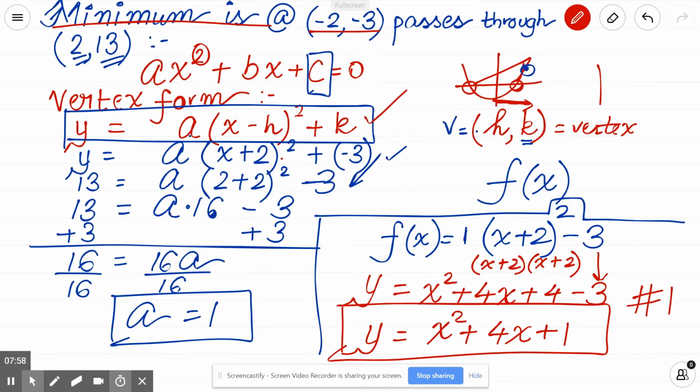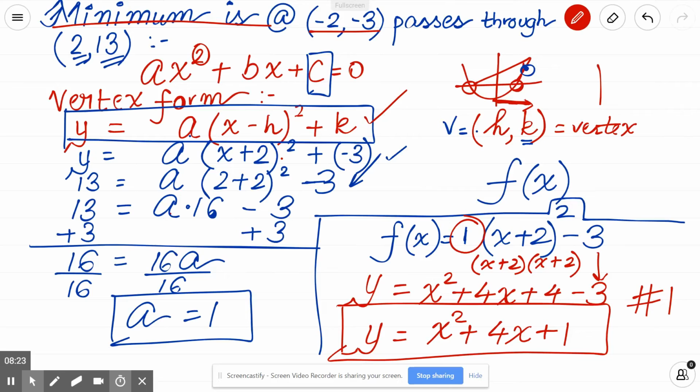Then I plugged in the given vertex for h and k. H and k are the vertex of the quadratic function. I also applied the point 2 and 13 because the equation is passing through 2 and 13. So 2 and 13 should be on the graph. After doing that, I found out a to be 1. I plugged in a as 1 right here, as you can see, and solved the equation to get the given function. Now I have the first function.